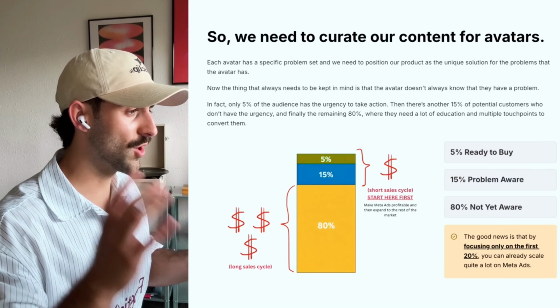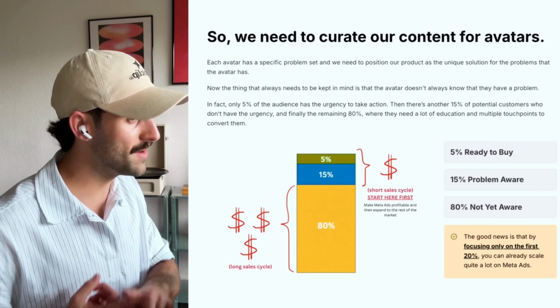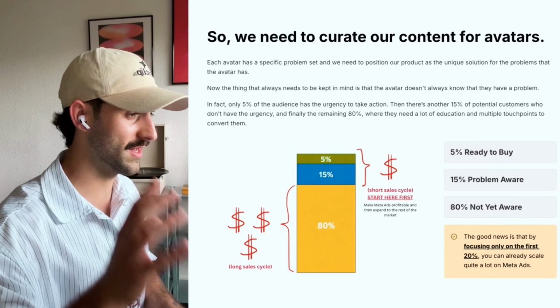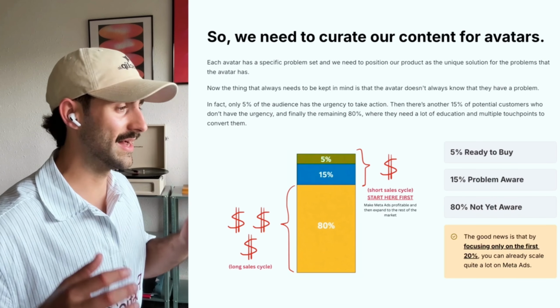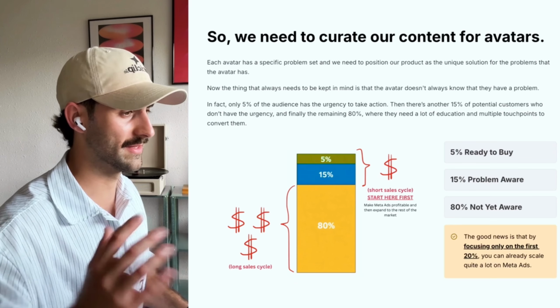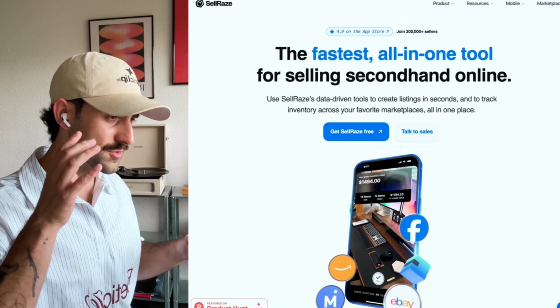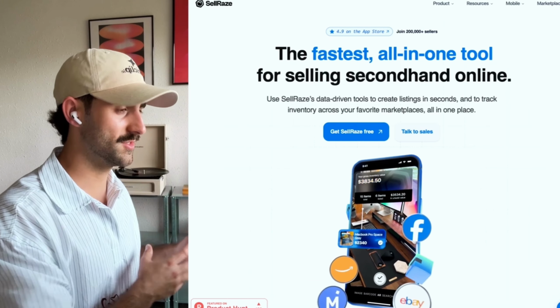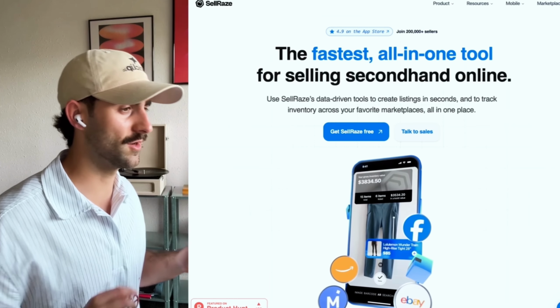We need to curate our content for avatars. Each avatar has a specific problem set, and we need to position our product as the unique solution for the problems that the avatar has. And for the video, we are going to show the step-by-step process creating ads from scratch for that company, SellRaise.